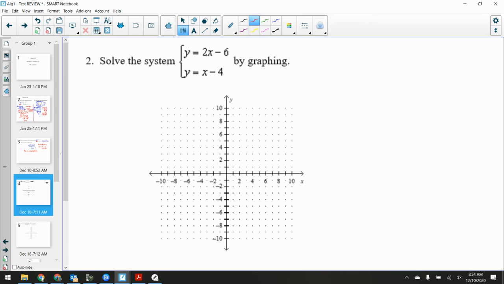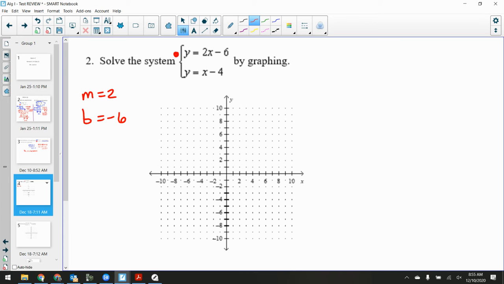Number 2, y is equal to 2x minus 6 and y is equal to x minus 4. Pay attention if you need help with graphing, folks. Ridiculous how many people need help with graphing and not saying anything. My top line I'm going to put in red. So the m is 2, the b is negative 6. Okay, where do I start?